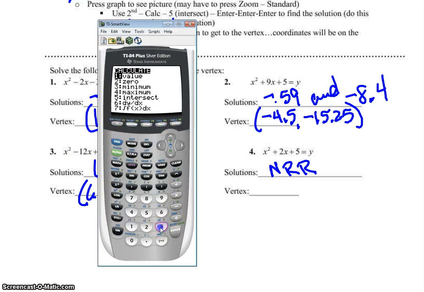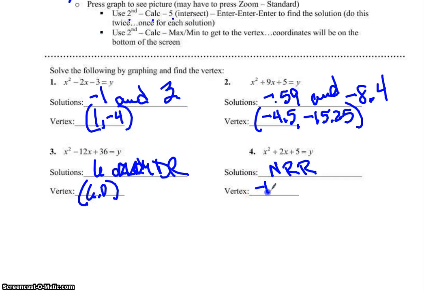So second calc min, go to the left, press enter, go to the right, enter, enter, and -1, 4. -1, 4, put parentheses because it has to be written as a point.